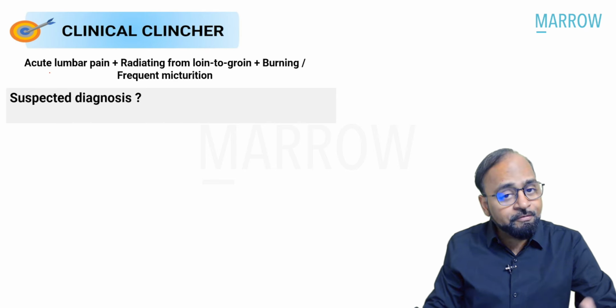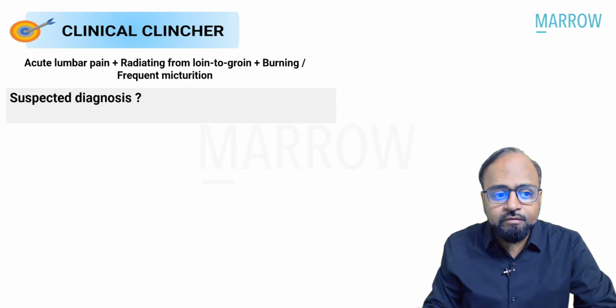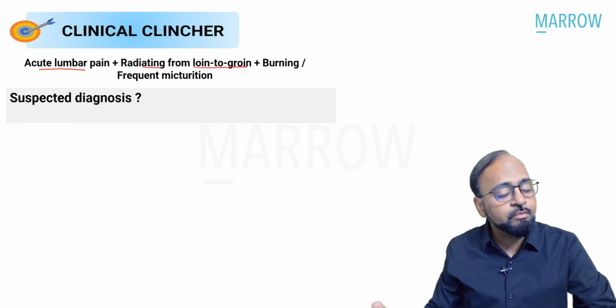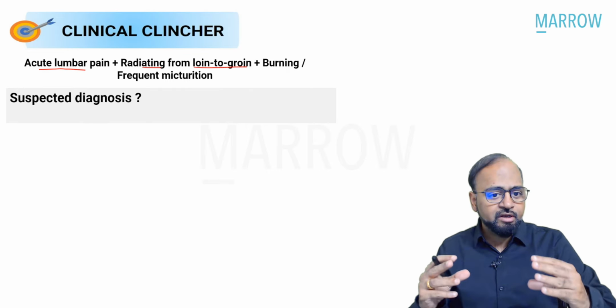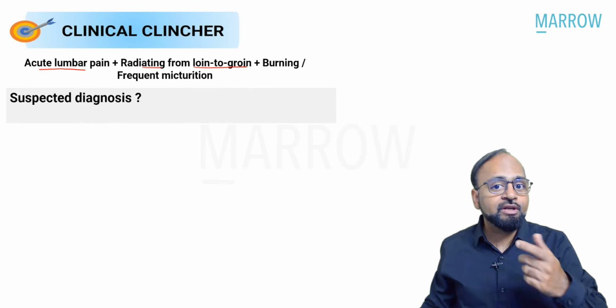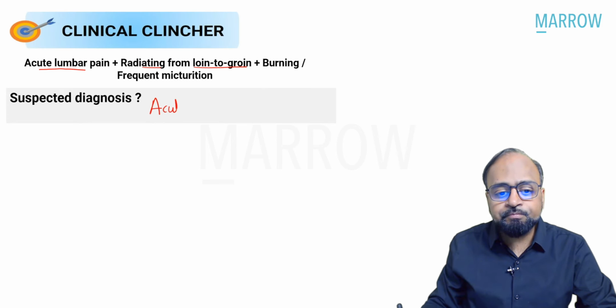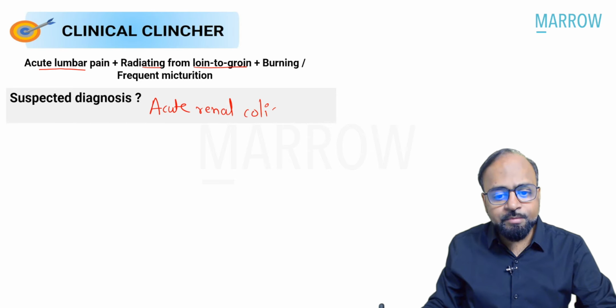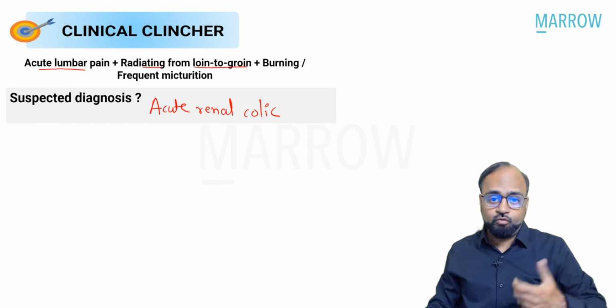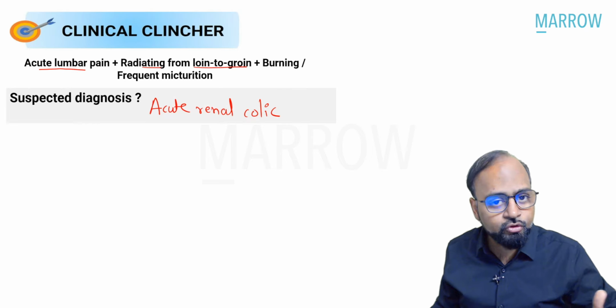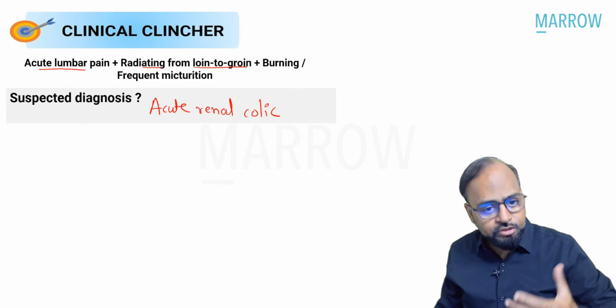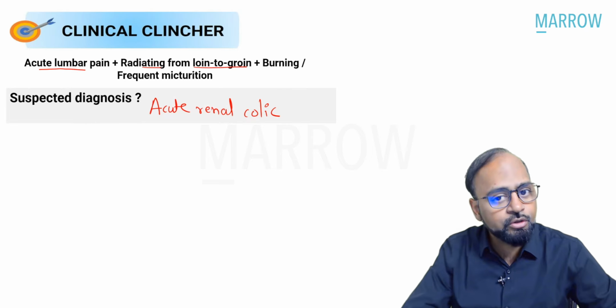So if they give you a clinical history, what clinical history would they give you? They give you a history of acute lumbar pain radiating from loin to the groin, accompanied by burning micturition, frequent micturition. So this clinical history capsule should clinch the diagnosis of what? So what are you thinking of? This is acute renal colic, right? So a similar MCQ may come in the next exam. They won't ask you a simple one-liner. They'll give you a history and ask what is the suspected diagnosis. With this history, the suspected diagnosis is acute renal colic.